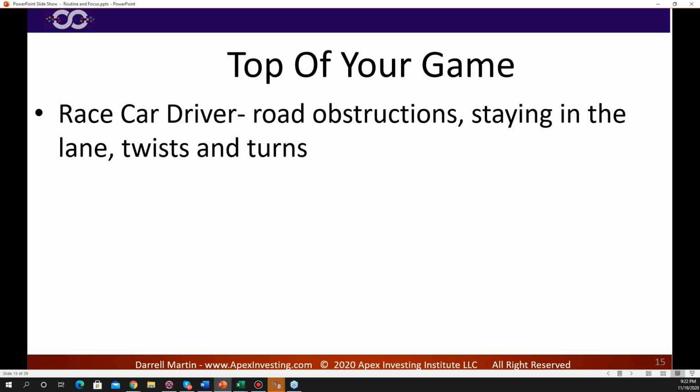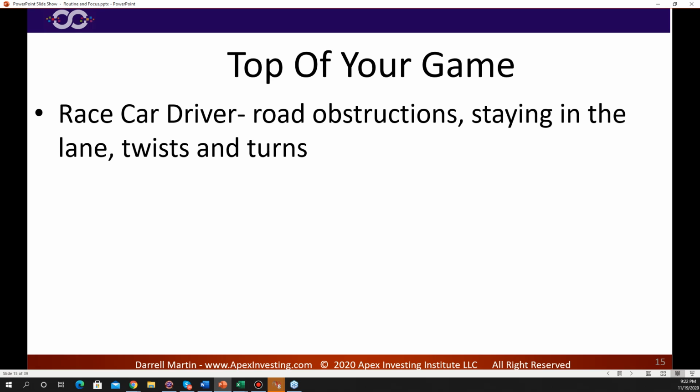Think about a professional race car driver going 160 miles an hour, having to deal with road obstructions, other drivers, crazy twists and turns, staying in the lane. Come on. What kind of disaster do you think that would be for a race car driver to show up like that? How good do you think they're going to do? Are they going to be able to maneuver and foresee and look ahead to see those road obstructions, and to be aware of those obstructions and work around them?